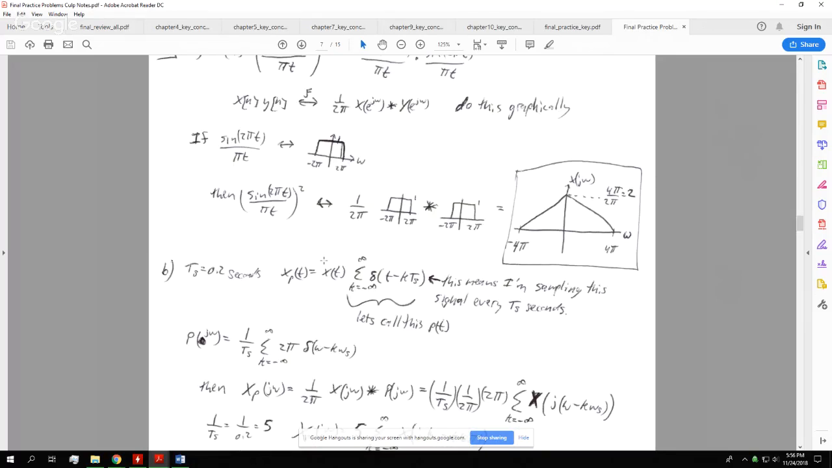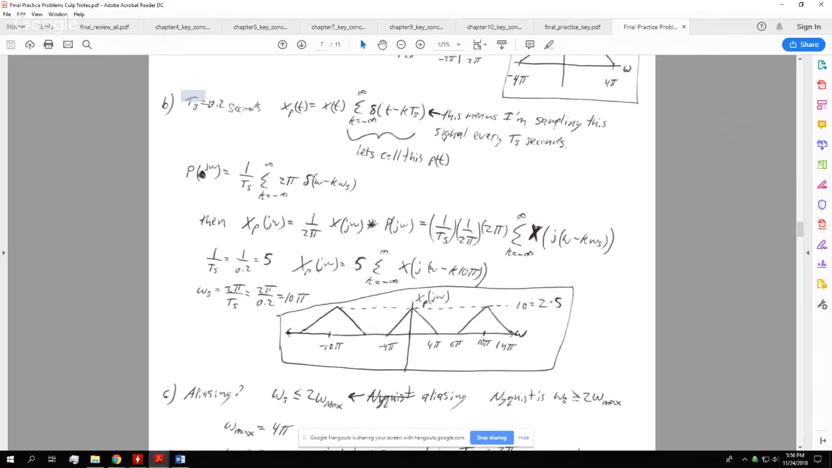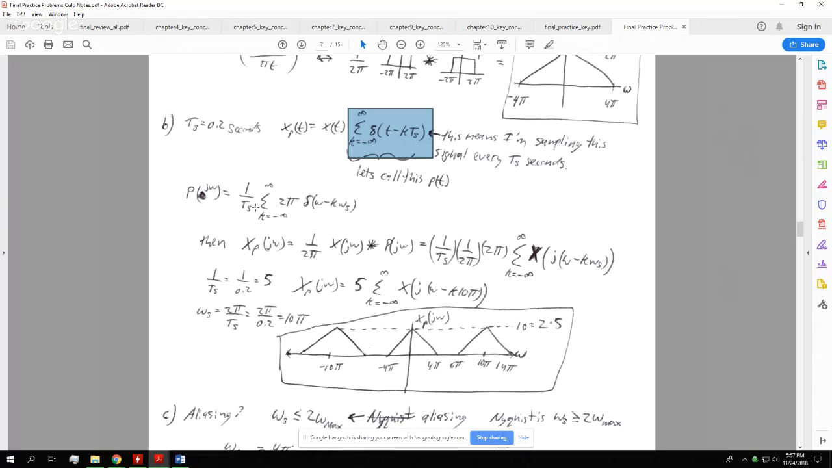So let's see, what do I do to solve that? Part B, I rewrote what it gave us, and I already explained this note here. It just means I'm sampling the signal, and we're calling this whole thing P of t, just for convenience. So the first thing I want to do is take the Fourier transform of P of t. That's what I did here, and this was what we were given in the problem.